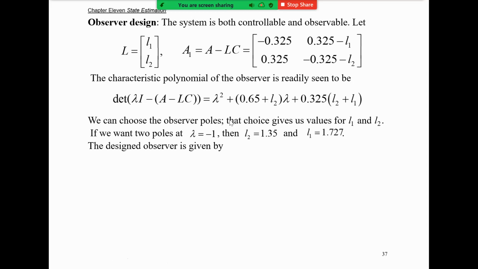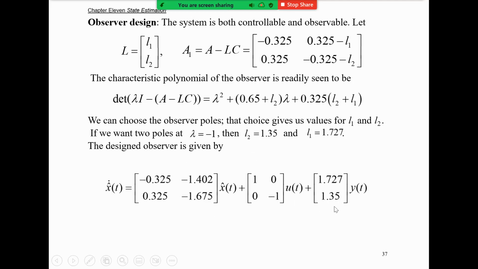Of course, -1 is a very simple number. If you are not given the desired poles, you can always use some simple number like -1. So you put it in, and then you compare the coefficients, and you will get your design for L1 and L2 here. Finally, this will be the observer. The observer is an equation that involves x hat, it depends upon the input and depends upon the output.